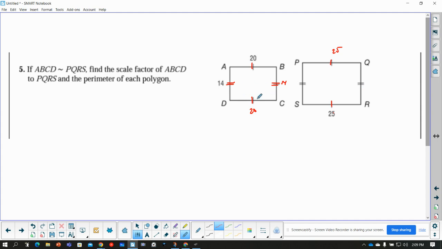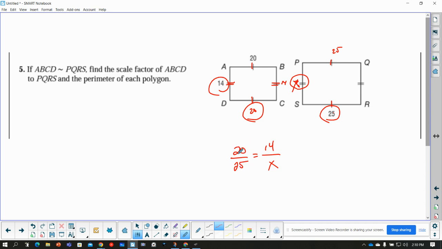Okay. All right. But now I know that this 20 matches up with the 25, right? And the 14 matches up with, I don't know. So I can solve for that missing side if I want. 20 with the 25, 14 over x. Now, before I finish this, there's two things I'm going to do. One, I know I need a scale factor, so I'm going to use this fraction right here to give me my scale factor.